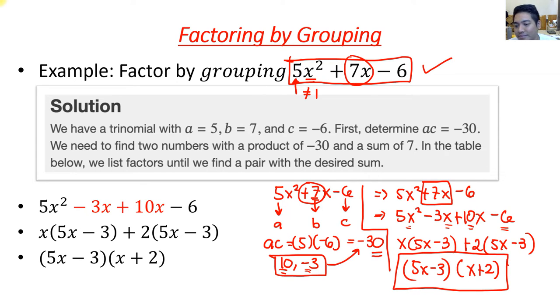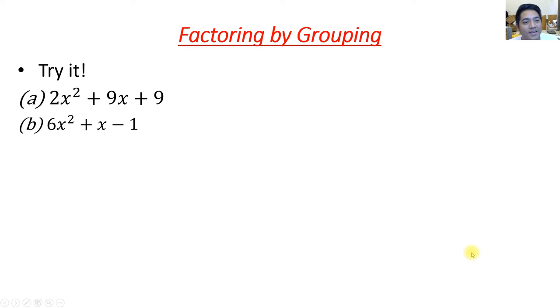These are both common, 5x minus 3, so you can factor it out and leave x plus 2. That is factoring by grouping. Alright, so let us try another one.